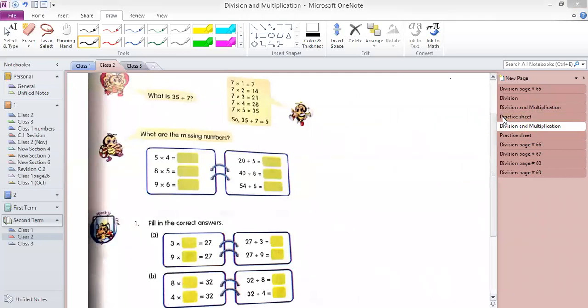Let's do some practice, guys. This is 5 multiplied by 4. Can you tell me 5 multiplied by 4 equals what?